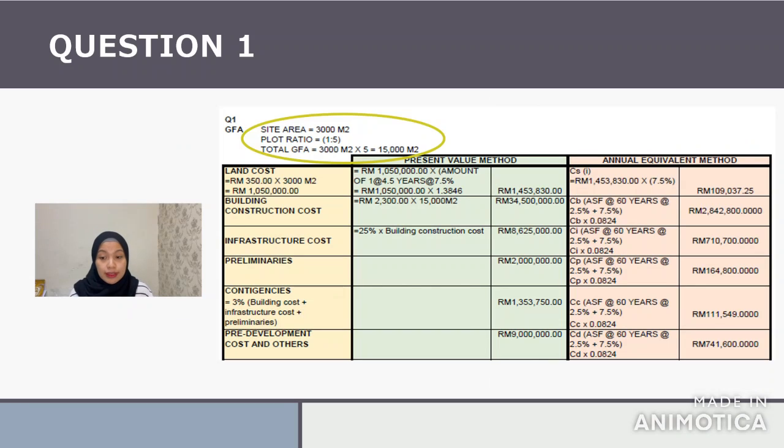Let's begin with the GFA. The site area as stated in the question is 3000 meters square and the plot ratio is 1:5. So the total GFA is 3000 meters square times 5, equal to 15,000 meters square.